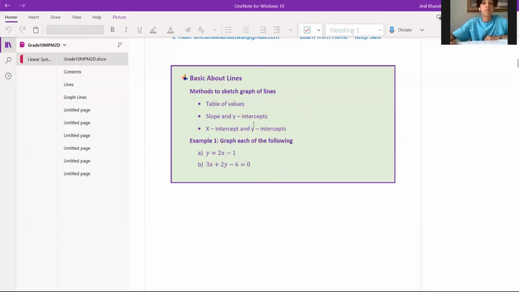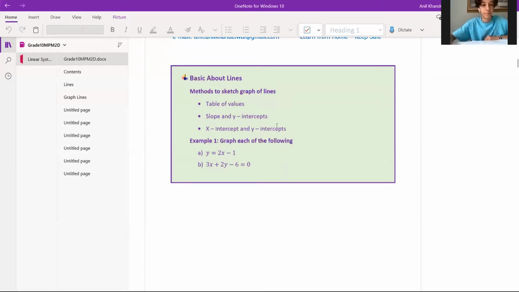of values. You could graph a line using slope and y-intercept. You could also graph a line using x-intercept and y-intercept, right? If you have an equation which is already in slope and intercept form, the best way to graph definitely is to use slope and intercept form, right? So you go to the y-intercept, then go with the slope, get all the points, and there you have a line.